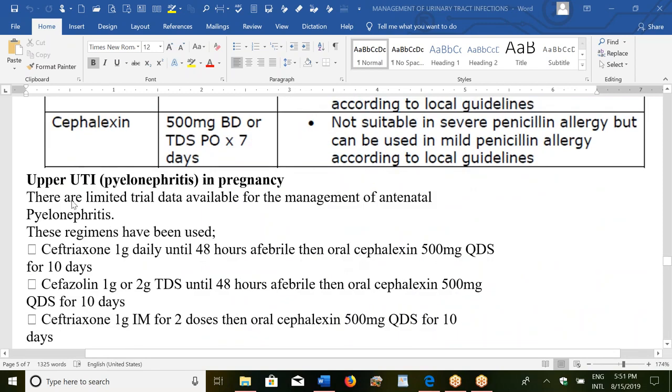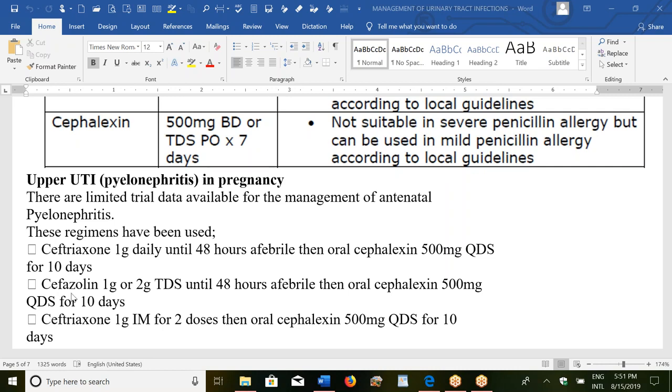Now your patient can present with upper UTI, which is called pyelonephritis in pregnancy. There are limited trial data available for the management of antenatal pyelonephritis. So you can give ceftriaxone 1 gram daily until the patient is afebrile for 48 hours, and then you can switch to oral cephalexin. You don't have to remember the durations, they will not ask you about that.